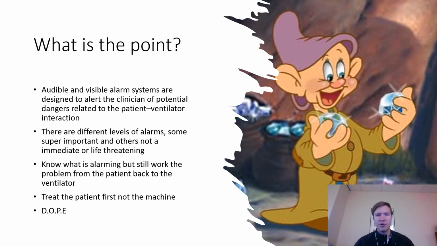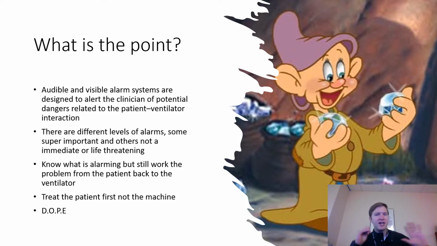Yes, we do a lot of charting, of course, but the other thing is assessing the situation and adjusting to optimize patient care as a care team. You are a valuable part of that care team, and understanding what the alarms are and how your patient's interacting with the machine is going to pay a lot of dividends in making sure that patient has the best optimal healing experience they could have. So there are different levels of alarms. Some are super important and others not as immediate or life-threatening, but it's still important to understand what's going off and how to fix it. So know what is alarming, but still work the problem.